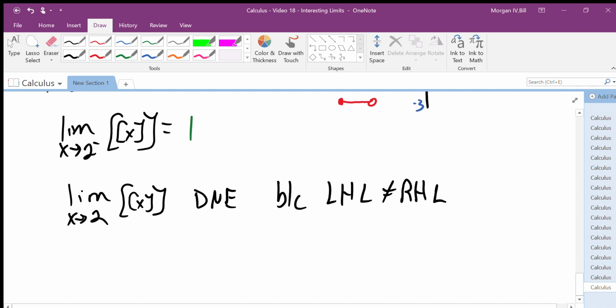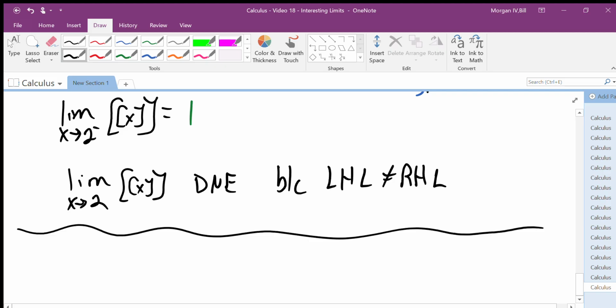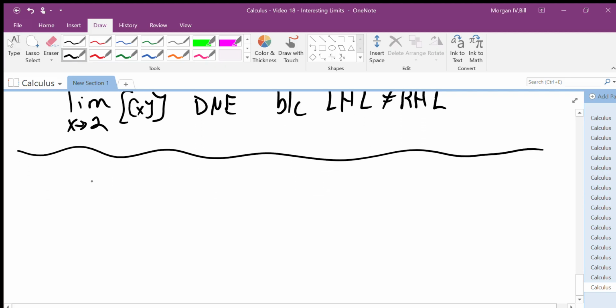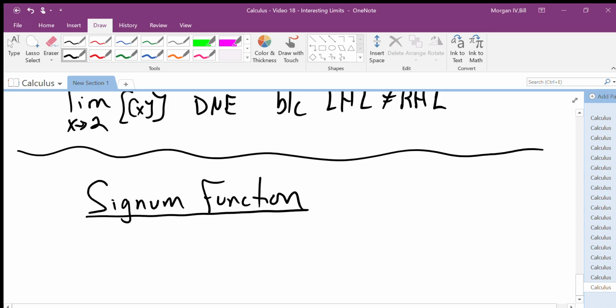Okay, very good. Last one. One more and we'll call it good for this video. We have what's called the signum function. These are just functions that you'll see kind of throughout calculus, so it's a good idea to introduce them to you now. The signum function is like y equals, we abbreviate it SGN of x. Sign or signum of x.